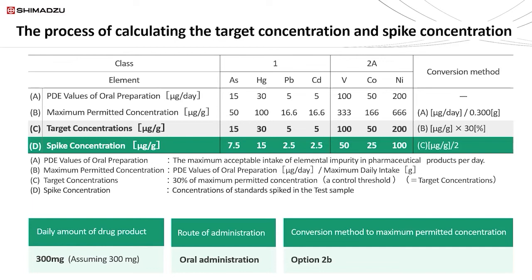That target concentration is the specification value that is said in the USP method. That's what I mentioned previously. What does specification mean? It means the target concentration. So half of the target concentration, half of the specification, is 7.5 ppm for arsenic, 15 ppm for mercury, and so forth.